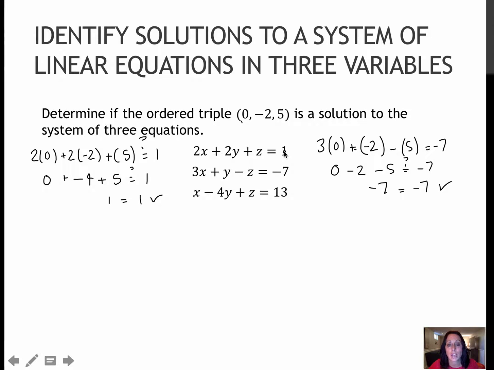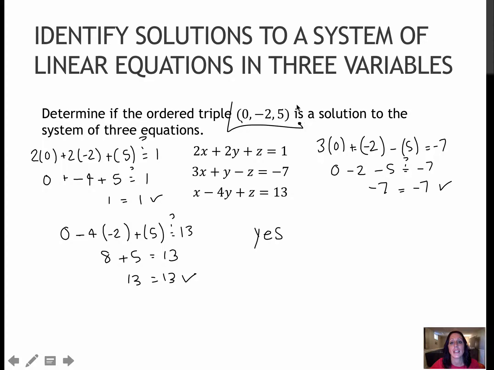So far, so good. I know both of these equations go through the point 0, negative 2, 5. If it now works for my last equation, then I will say yes. So x is 0, y is negative 2, z is 5. I'm saying, does that equal 13? Negative 4 times negative 2 is 8. 8 plus 5 is 13. And therefore, because it worked in all three equations, I will say yes, that this is a solution to the system of three equations.